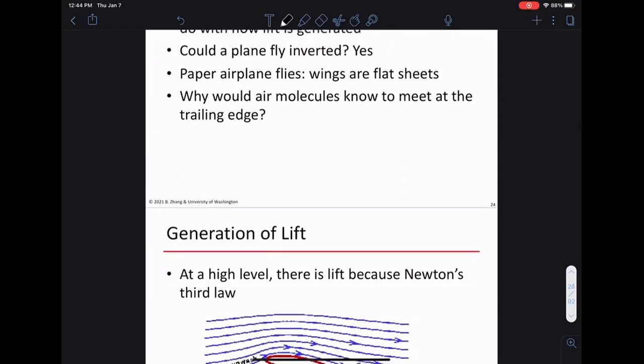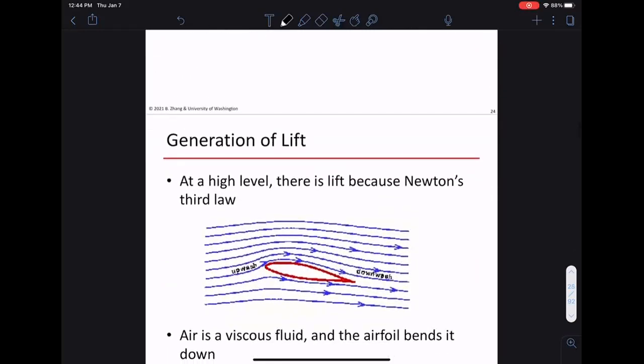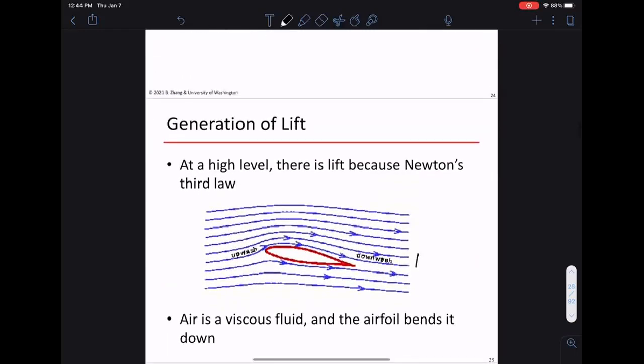So the reason this generates flight, as somebody said, is basically that you have an angle. If you have airfoils at an angle, then because air is a viscous fluid, air tends to hug the surface of the airfoil. If air hugs the surface of the airfoil, there is a downward force.